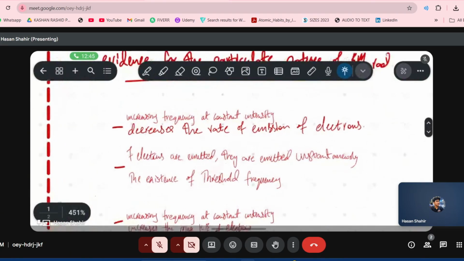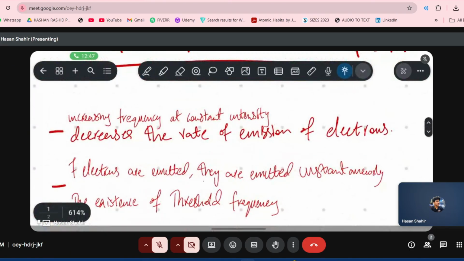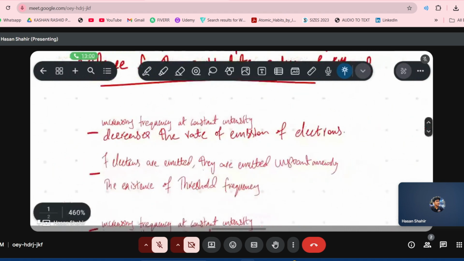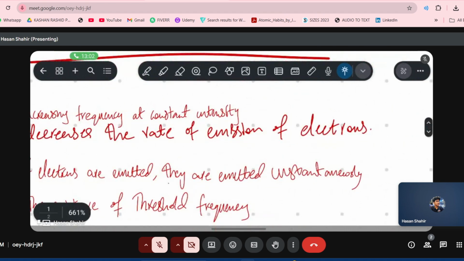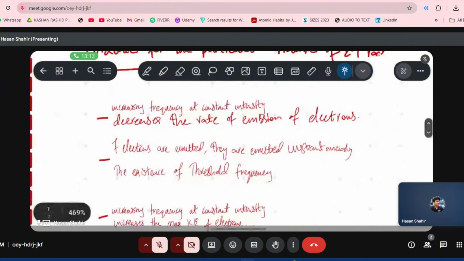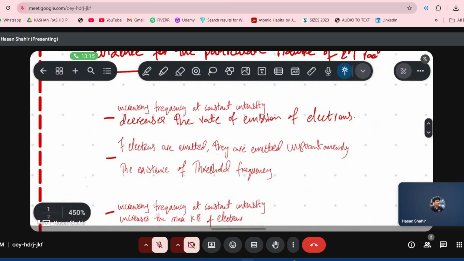So increasing frequency at constant intensity decreases the rate of emission of electrons. This means that when you keep the intensity of the incident electromagnetic radiation constant and increase the frequency, you get fewer electrons emitted from the metal surface. The second observation is that if electrons are emitted, they are emitted instantaneously without any time delay, and this proves the existence of threshold frequency.